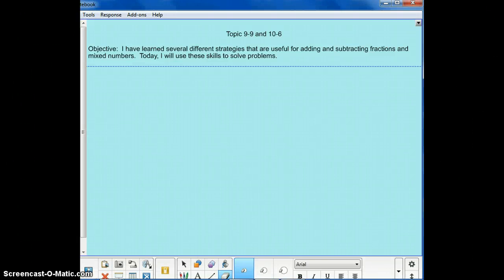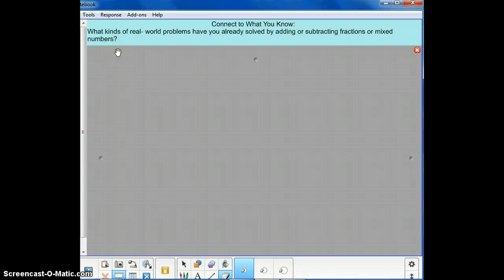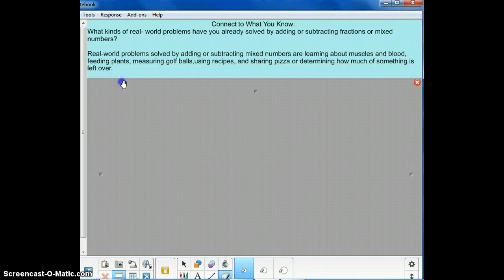Objective. I have learned several different strategies that are useful for adding and subtracting fractions and mixed numbers. Today I will use these skills to solve problems. Stop the video and write this down. Connect to what you know. What kinds of real-world problems have you already solved by adding or subtracting fractions or mixed numbers?